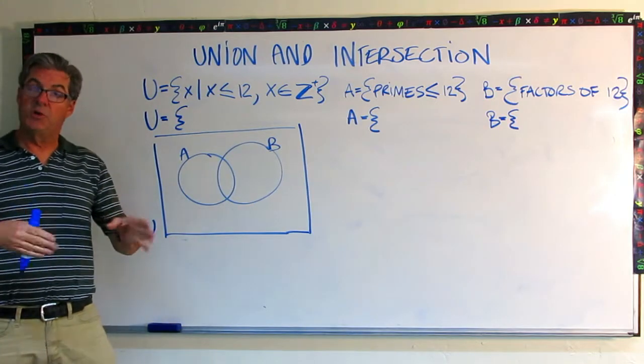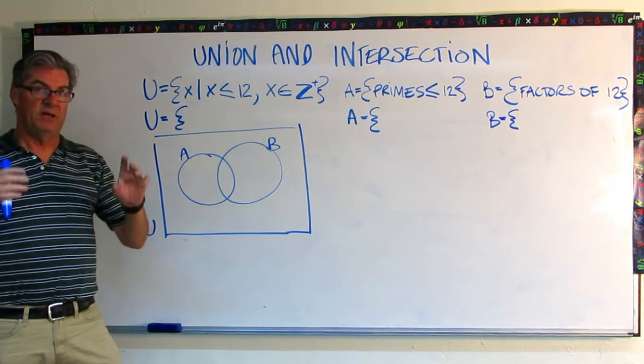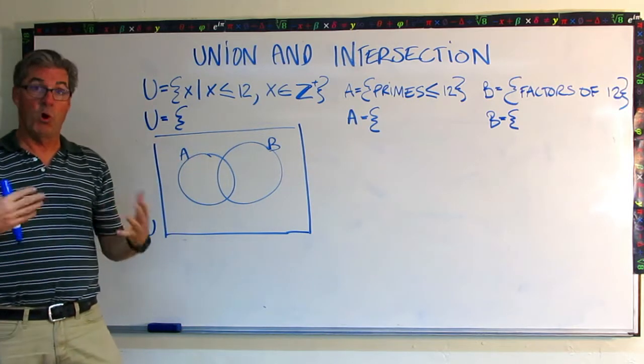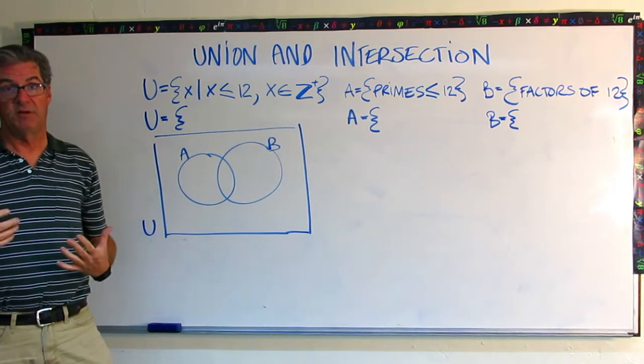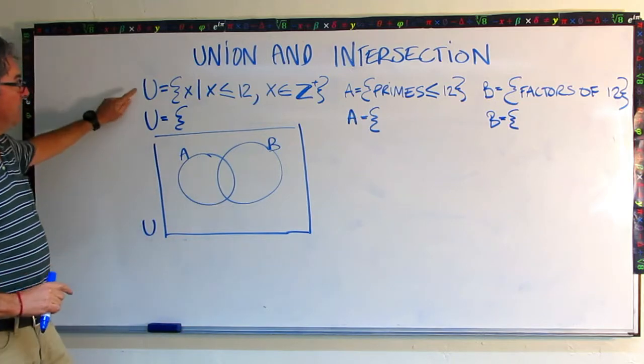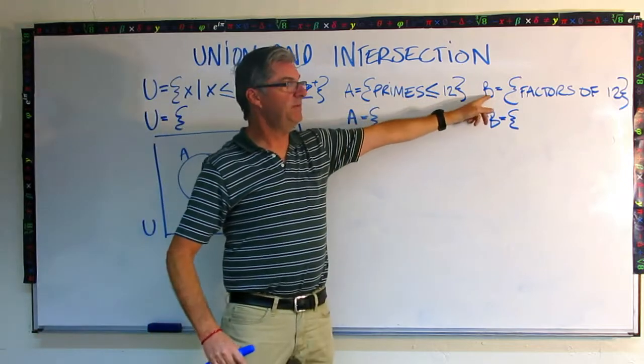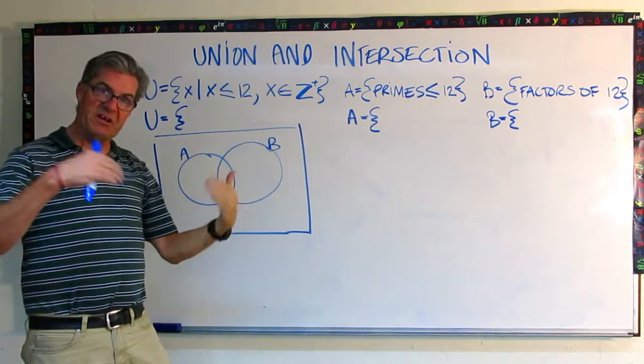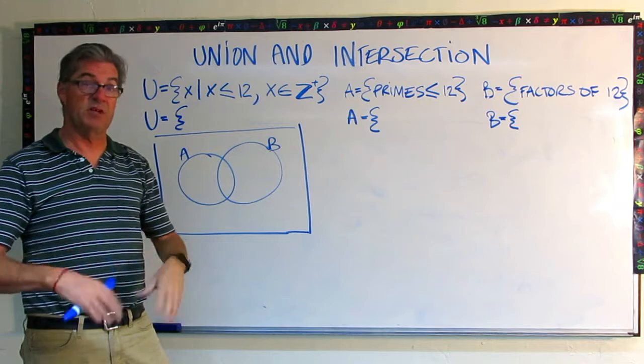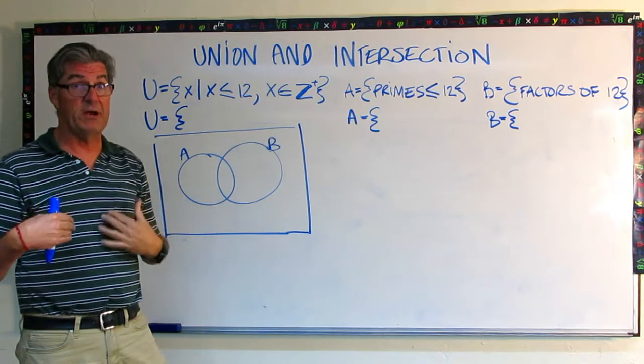Okay, let's do a more involved example that puts all this together in one set problem. What we've got here is a universal set, a set A, and a set B. We're going to talk about their intersections, their unions, and complements, the whole thing that we do.